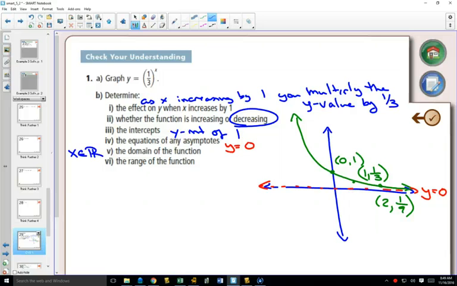The domain of our function is everything, because you can put anything in for an exponent. There are no non-permissible values for an exponent. The range of the function, in this case, is y greater than 0, not equal to 0, because there is that asymptote there. So if you want some practice with parent functions, do questions 3, 5, and 7.